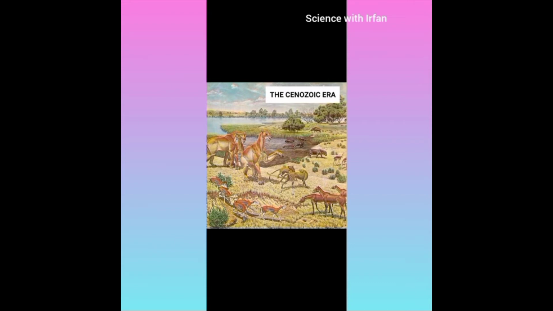Early modern humans first evolved 200,000 years ago. We have learned many things about the history of life on Earth.